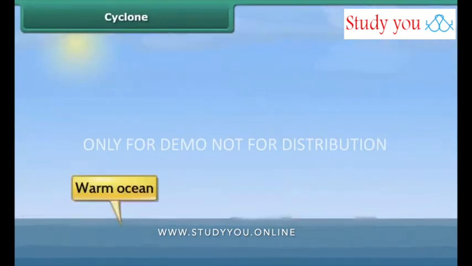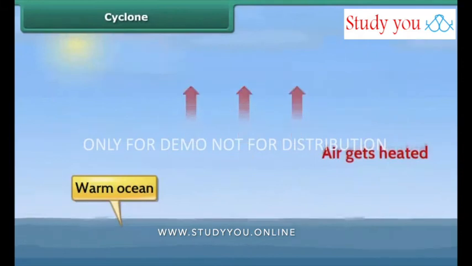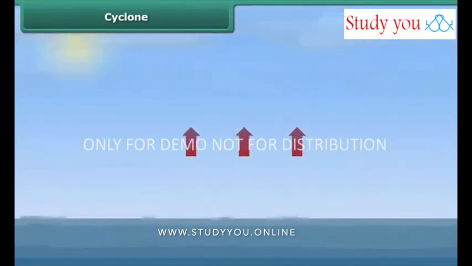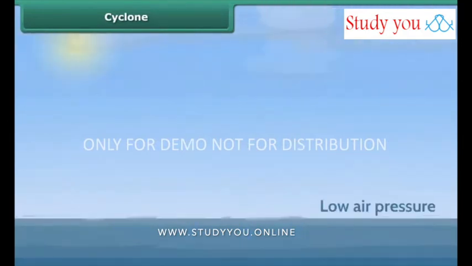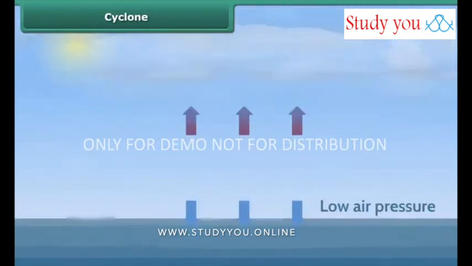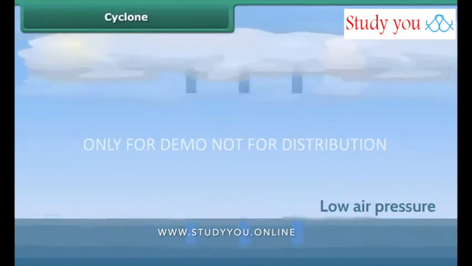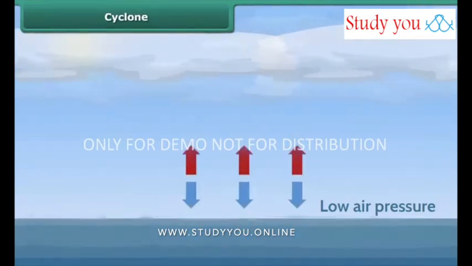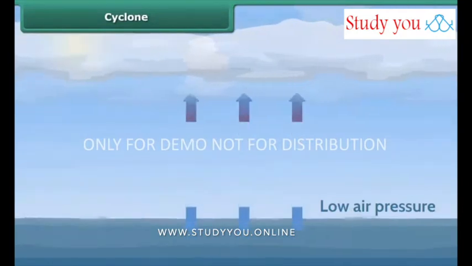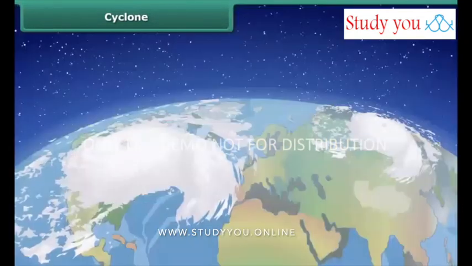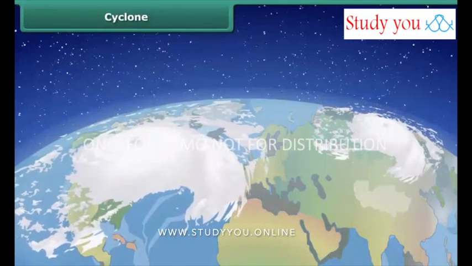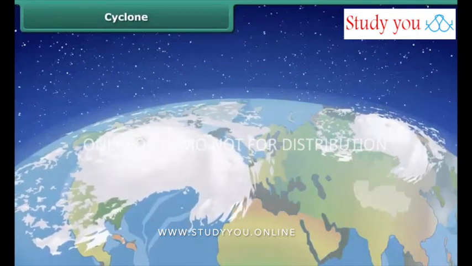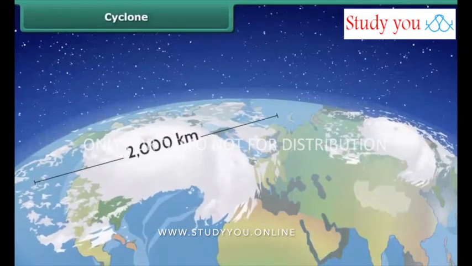Cyclones are formed over warm oceans. The warm ocean also heats the air above it. When humid air is lifted, it cools down and forms cloud. The low air pressure created over the ocean begins to pull the clouds in, and the clouds begin to rotate due to Earth's rotation. These clouds continue to grow larger and begin spinning more. The swirling winds rotate faster and faster, forming a huge circle which can be up to 2,000 km across.